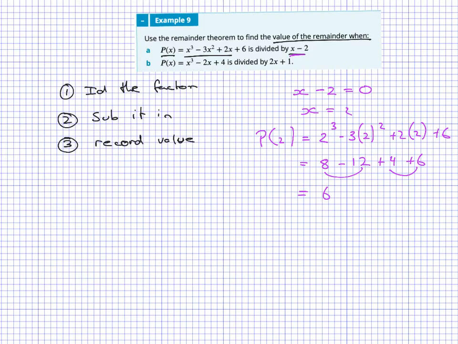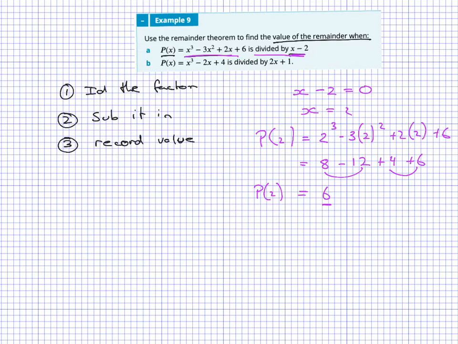All right. 8 minus 12 is minus 4. Yep, 6. So the remainder, when this polynomial is divided by x minus 2, is going to be 6. And if you'd like to go and check that with a long division, by all means, go ahead.